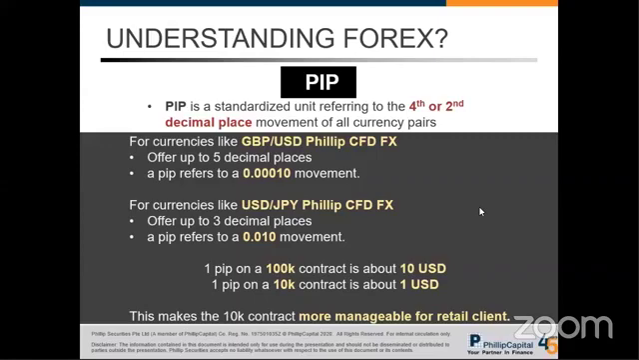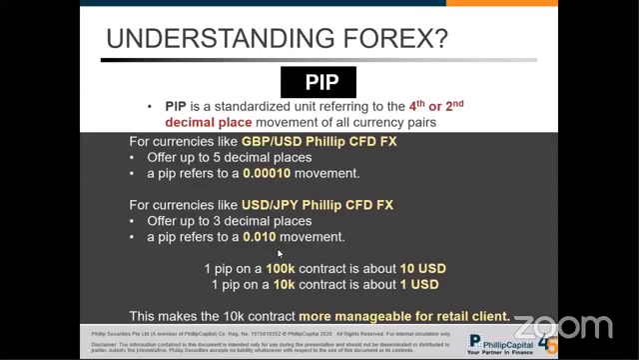One of the things we need to understand in the FX market is that 1 pip is a standardized unit referring to the fourth or second decimal place of all currency pairs. For a currency pair like pound/USD CFD, we offer up to 5 decimal places, but 1 pip refers to the fourth decimal place. For currency pairs against the Japanese yen, like USD/JPY, we offer up to 3 decimal places, and 1 pip refers to the second decimal place.